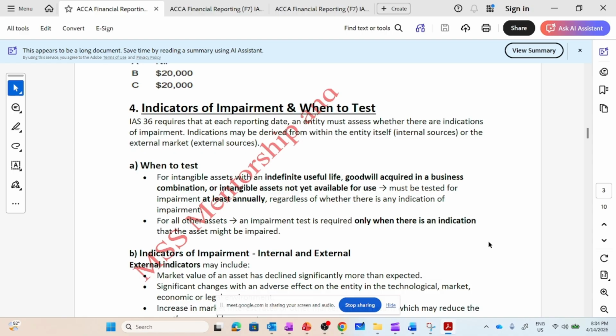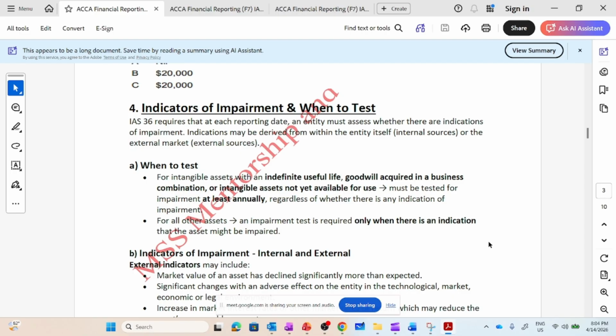When we are talking about internal, it can be any situation internally. For example, we have a machine that used to produce 15,000, but because of the age of the machine, it can't produce 15,000 anymore; its production capacity has reduced to 12,000. So internally, it's an impairment indicator. We can flag it up that we need to do an impairment assessment, an impairment review on this asset.